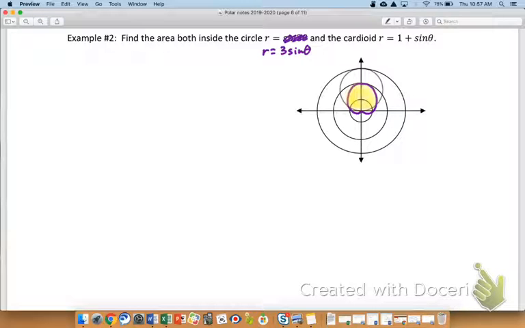The intersections. Yes. So right here, and of course on the other side there's a similar looking intersection point. Those intersections are quite important. How do you think we could set the r's equal? Perfect. Okay, so if I do that, I get 3 sine of theta is equal to 1 plus sine of theta. So with this, I would get 2 sine of theta equals 1. Sine of theta is equal to 1/2.